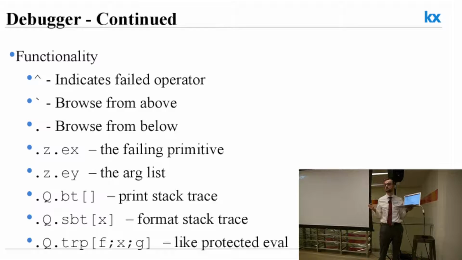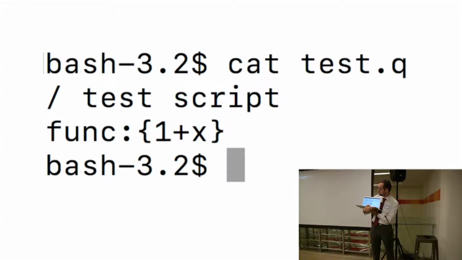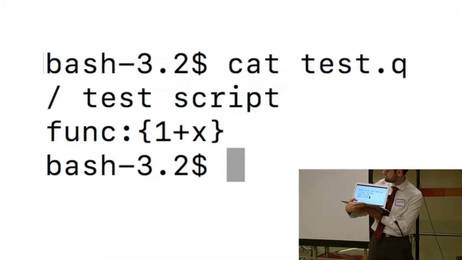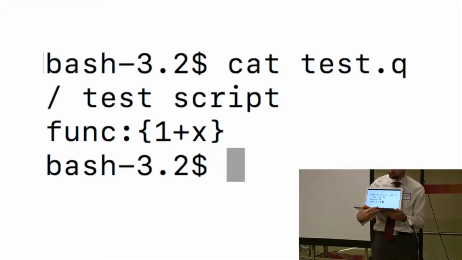And .Q.trp is basically .Q.trap, similar to the protected evaluation, except that the third output actually prints out a backtrace as well. So it's basically a more modified version of the protected evaluation. So here's an example of it here. There's a simple script where the first line is a comment, and then the second line is a function which literally just adds 1 and x, the input parameter.